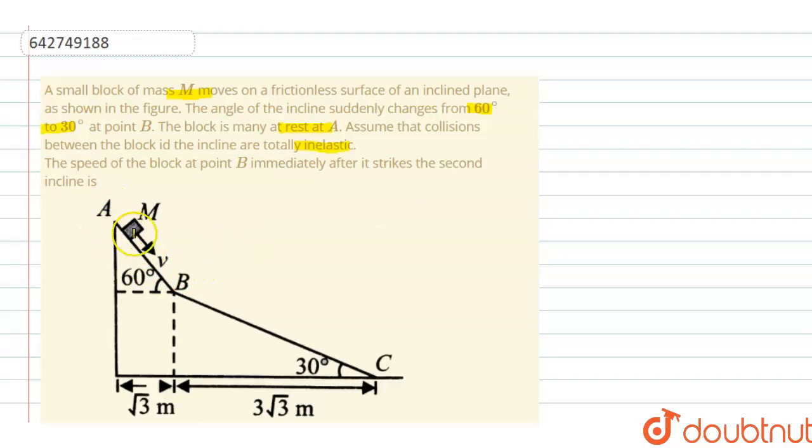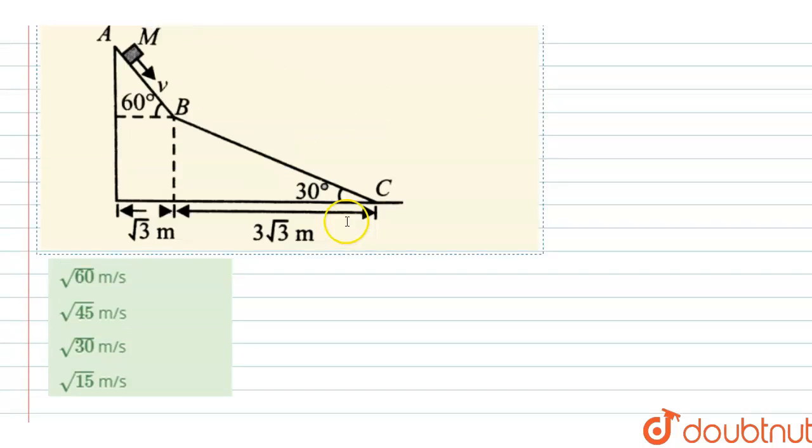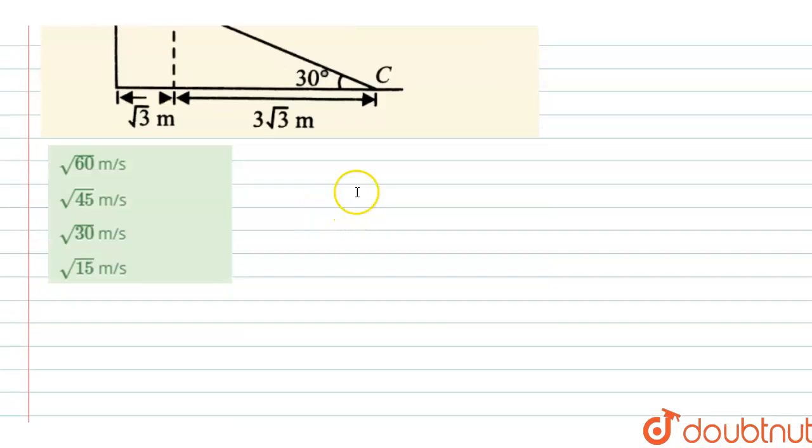The block of mass m moves from A to B, then it collides at B with the inclined plane, and the collision is perfectly inelastic. What is the velocity of the block after collision with the inclined plane at B? This is a good question, so let's solve it. Let's first find the velocity before collision and after collision.